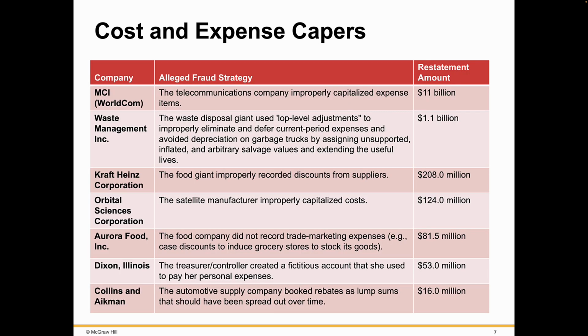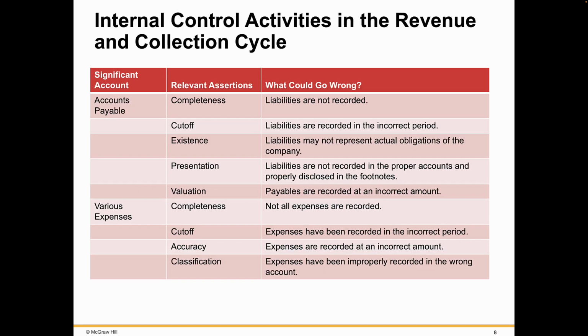So here we have some issues, and as you can see, we have WorldCom, Waste Management, Heinz Corporation, and several others, and you see the restatement amount that related to cost and expenses. And so you could see it could be as much as $11 billion or as little as $16 million, but either way, it's material. And these are some of the cost and expense capers that have happened.